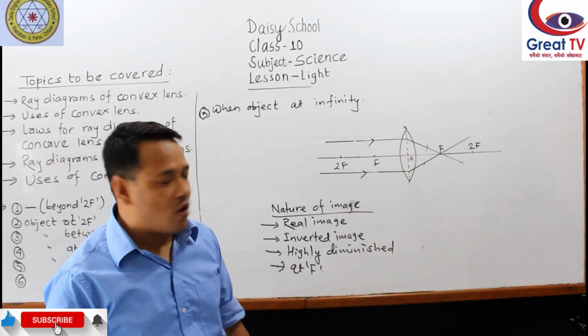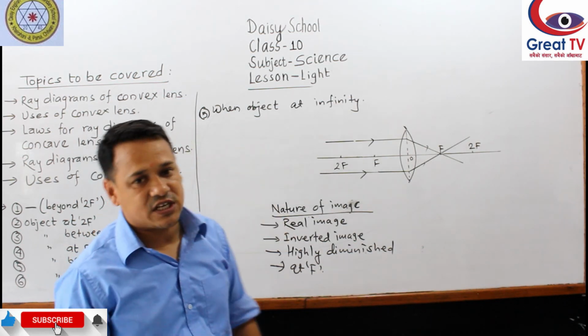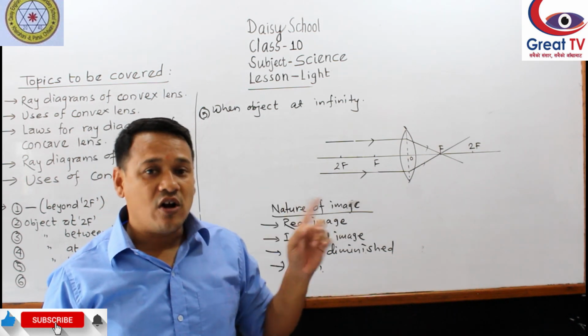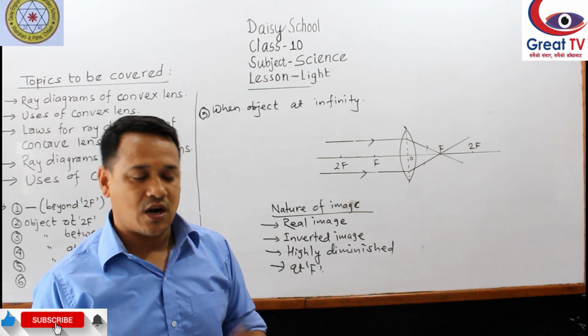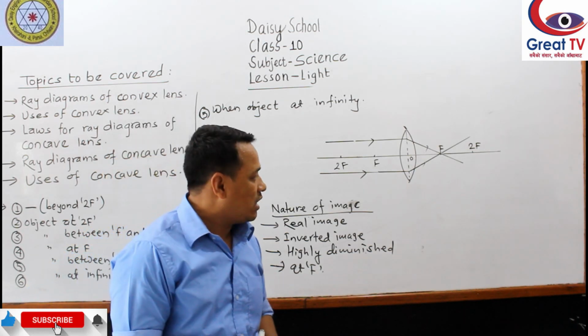So practice at home. There are 6 ray diagrams I have drawn of convex lens. Practice is necessary. So all 6 ray diagrams, once again draw in your copy. Draw at home, it will help you.